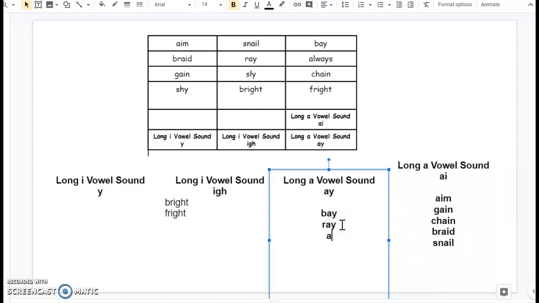There's another one for the AY spelling pattern: always. I always enjoy going outside when it's nice out.